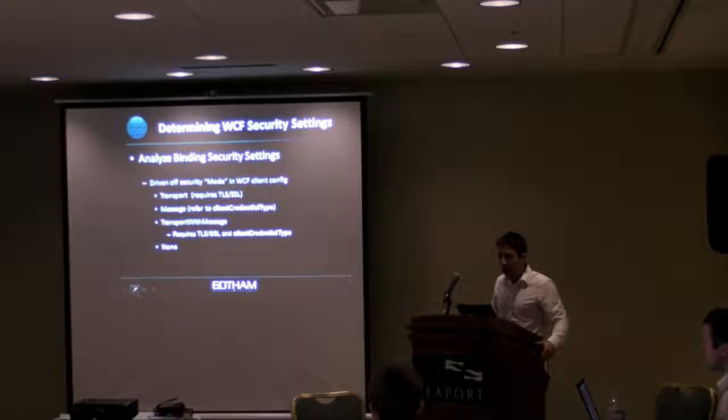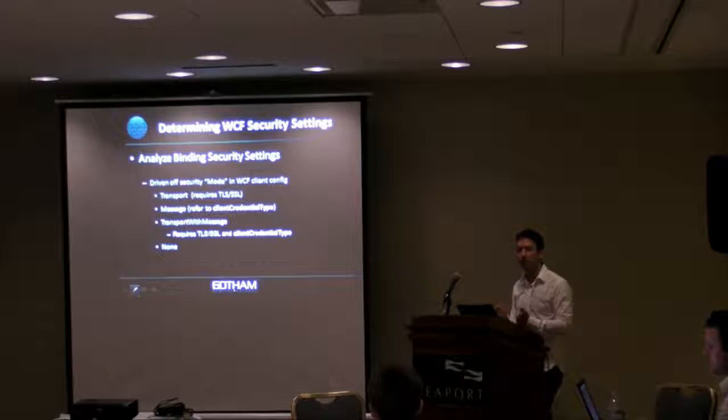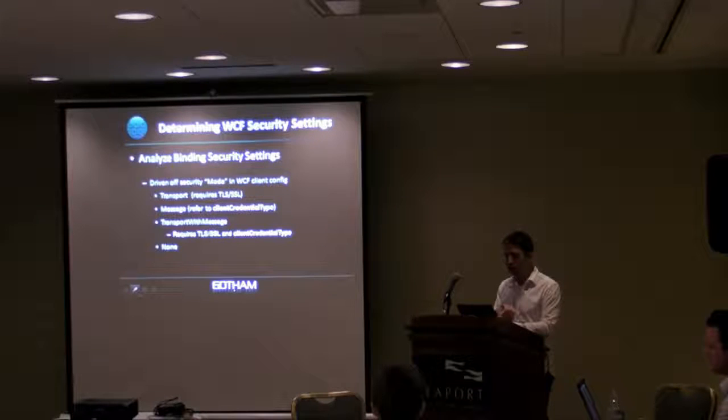So the first thing you'll do is, if you can get some metadata, and I'll show you a screenshot here, you're going to look at the binding settings, and it's going to tell you the security mode in which the endpoint operates. It's either going to be transport mode, which just means SSL, message mode, which means there's going to be a client credential, and that's where it goes back to that Windows certificate, username, that type of thing. Or it's going to be transport with message, which means both, or none, in which case this is a non-issue.